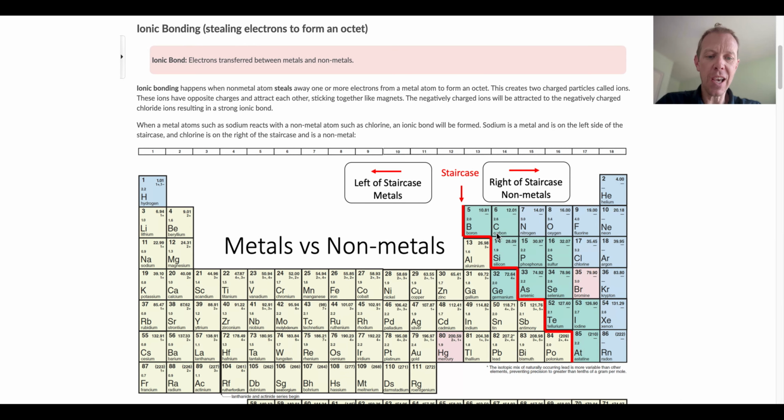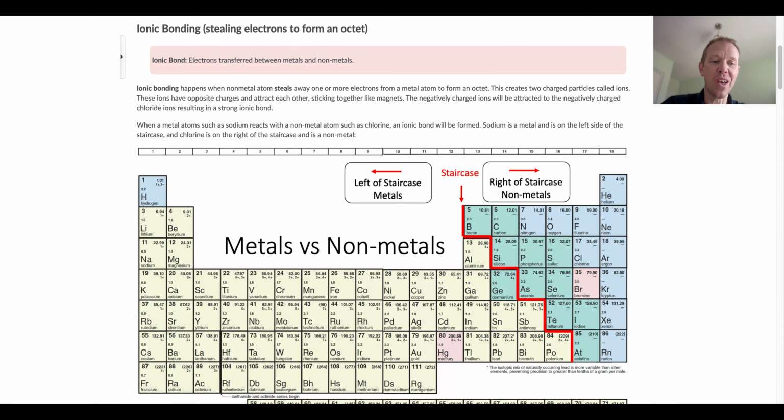We see the staircase is going to run right down the periodic table, and any elements to the left of the staircase are going to be metals, and anything to the right of the staircase is going to be a nonmetal. And whenever you have ionic bonding, you're going to have a metal and nonmetal atom coming together to form that bond. So when an ionic bond happens, what we're going to see is the nonmetal atom is going to steal away one or more electrons from the metal atom to form the octet.